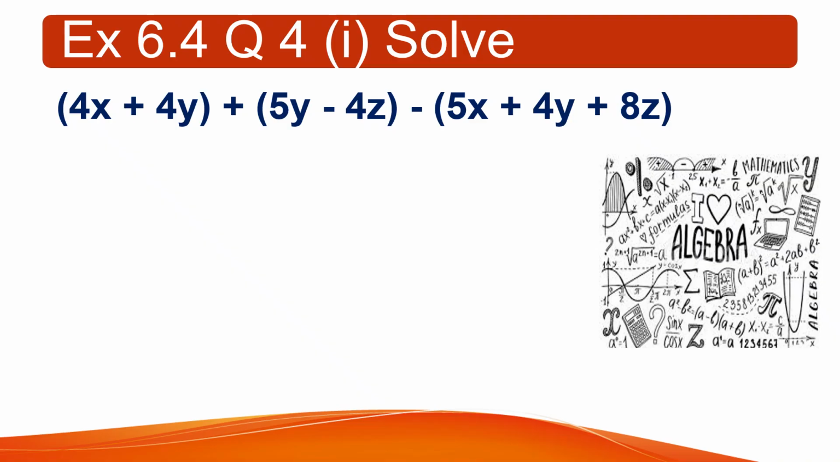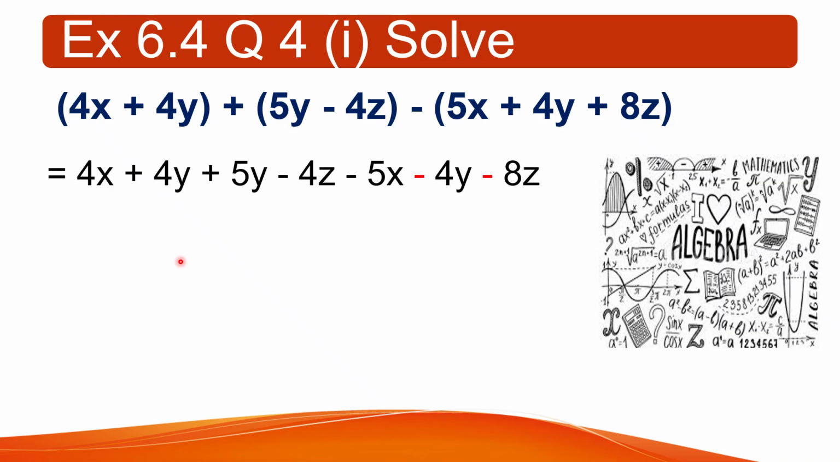Now this is exercise 6.4, question number 4, part 1. Now we have three algebraic expressions: (4x + 4y) + (5y - 4z) - (5x + 4y + 8z). As you know, the first step is to open the brackets. The signs within the first two expressions will not change because they have a positive sign outside the bracket. But the signs within the last expression will be changed because it has a negative sign outside the bracket. Now let's open the brackets. 4x + 4y + 5y - 4z - 5x - 4y and - 8z. The signs have been changed.